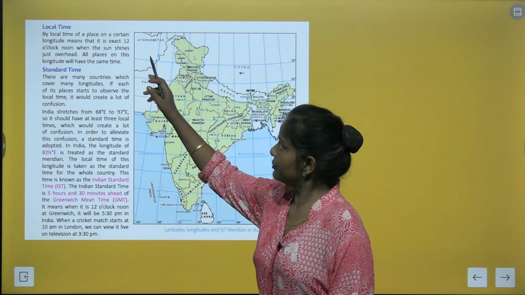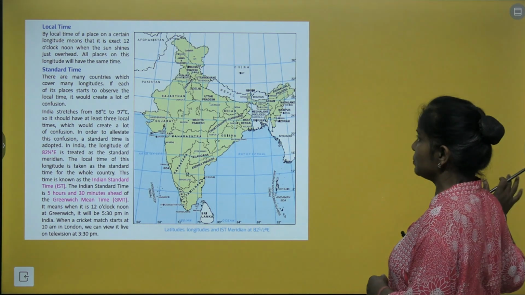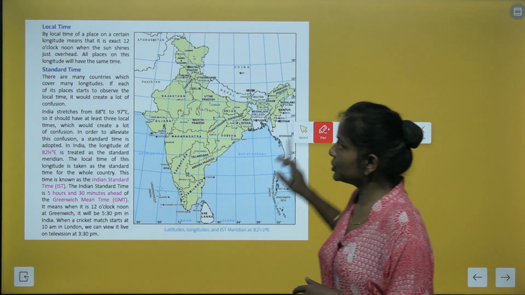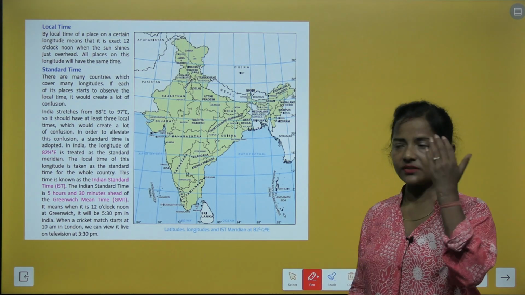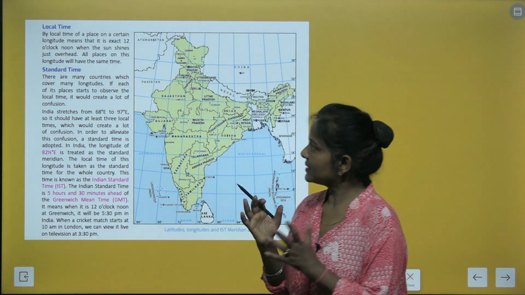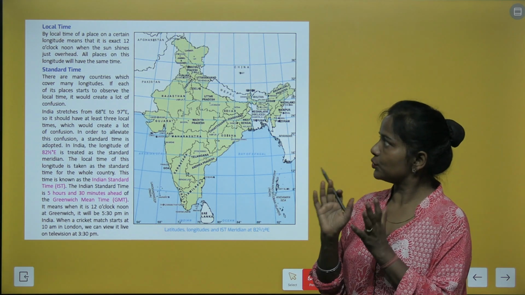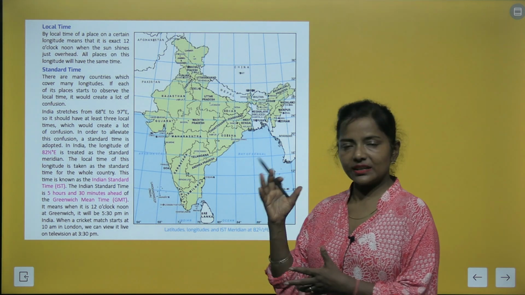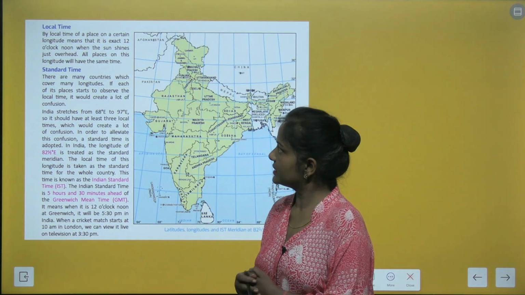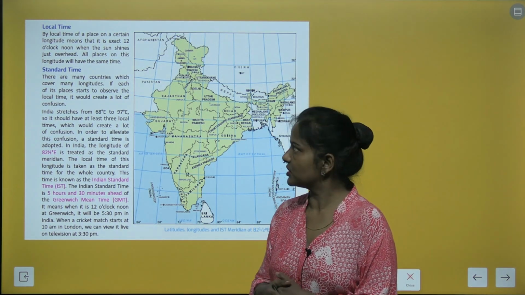Now, local time. By local time of a place on a certain longitude means that it is exact 12 o'clock noon when the sun shines just over. अब local time का मतलब क्या होता है? एक certain longitude में मतलब अगर 12 o'clock noon है तो sun जो है बिल्कुल सिर के ऊपर है. All places on this longitude will have the same time.